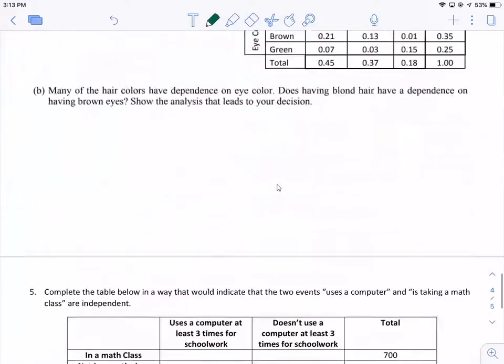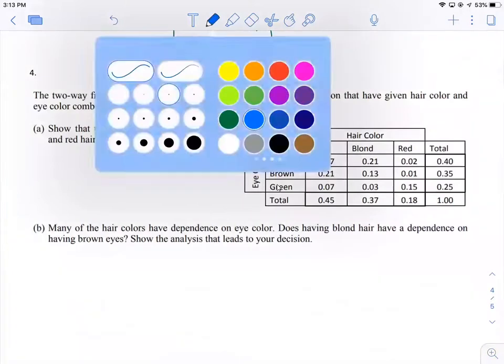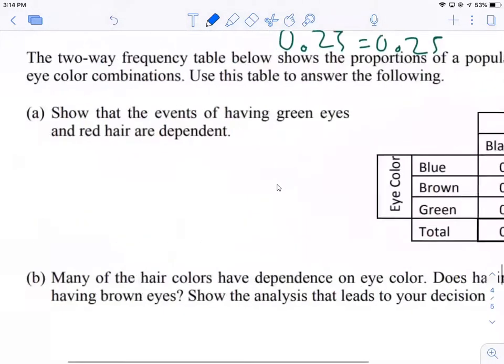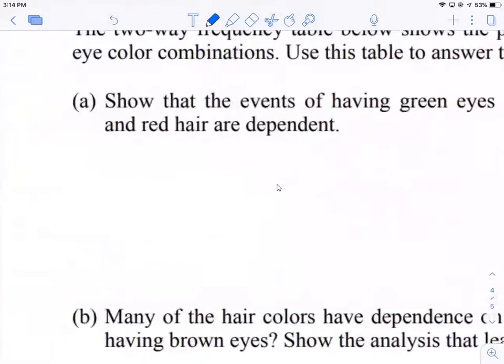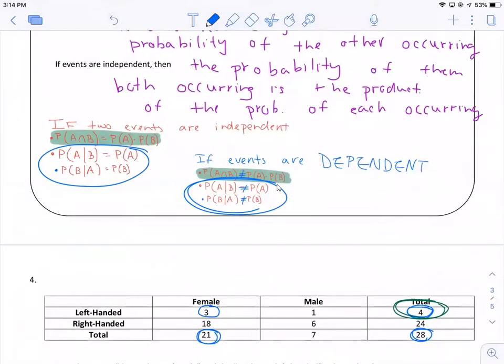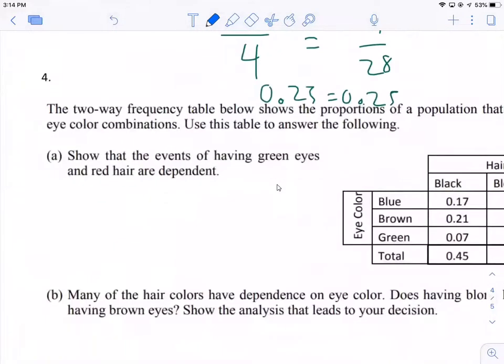All right, let's take a look at one more example here, number 4. A two-way frequency table shows the proportions of the population that had their given hair color and eye combinations. Use this table to answer the following. So show that the events of having green eyes and red hair are dependent. I know I said we're going to be using the product test tomorrow, but let's use the product test for this one. We'll look at a sneak peek.